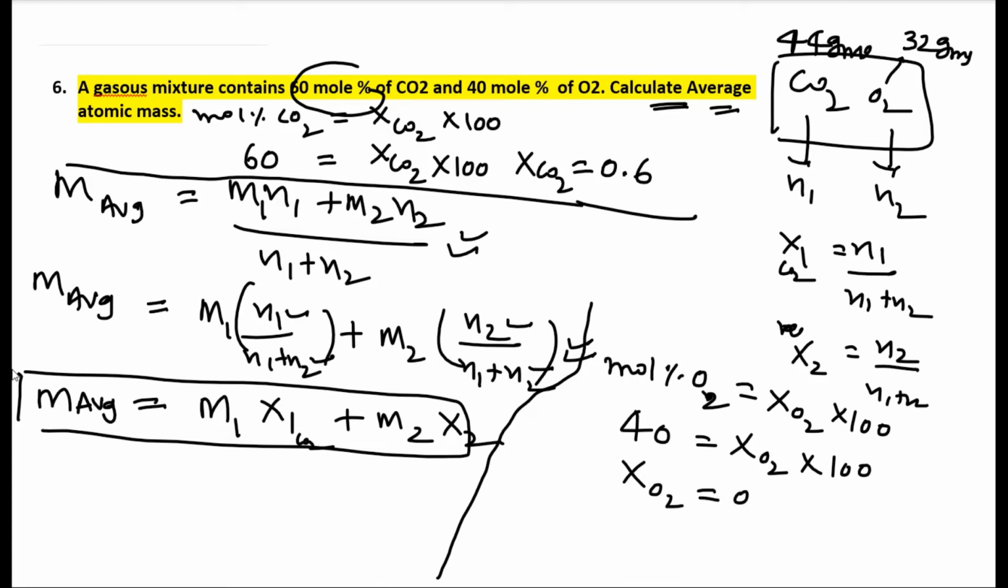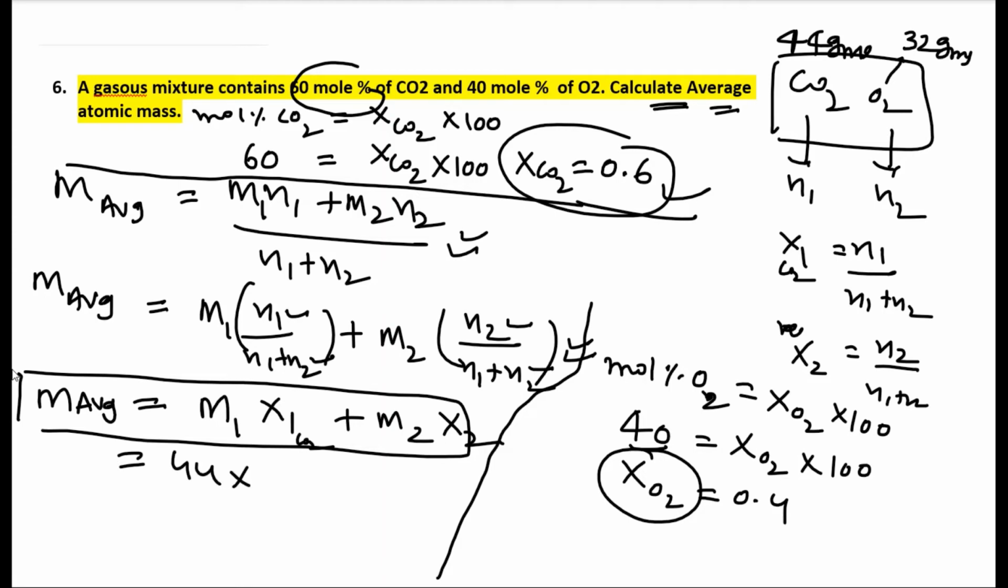The same two values you substitute here. M1 is 44 into mole fraction of CO2, 0.6, plus 32 into mole fraction of O2, which is 0.4. Then finally you find the average molecular mass. After calculation you are getting 39.2. So this is a very easy and simple problem. Hope it is clear. This is problem number 6.